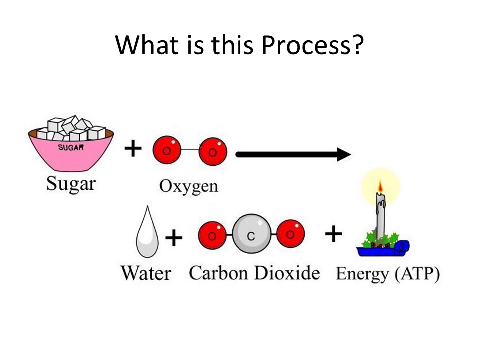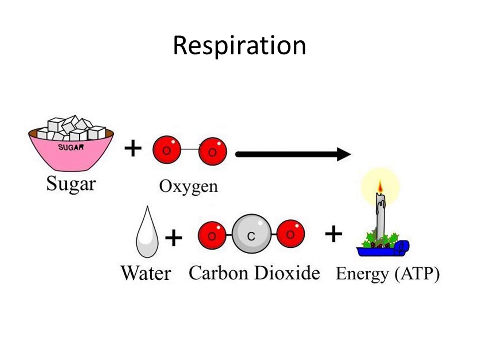What is this process? This diagram shows sugar in the form of sugar cubes joining with oxygen in the atmosphere, and the products of this reaction are water, carbon dioxide, and energy. The energy molecule in living cells is a molecule called ATP. This process is called respiration.